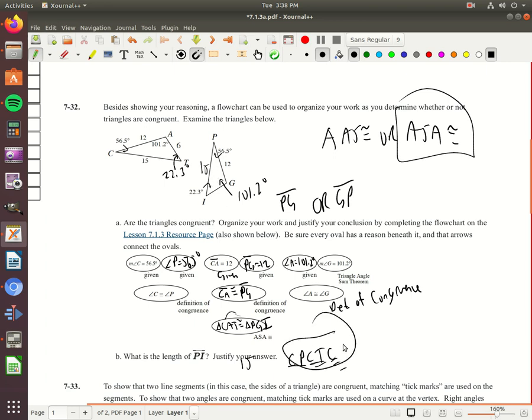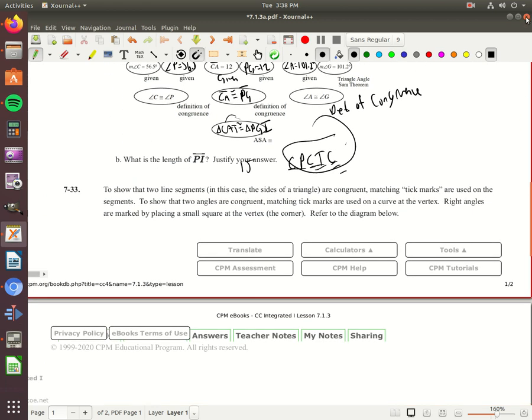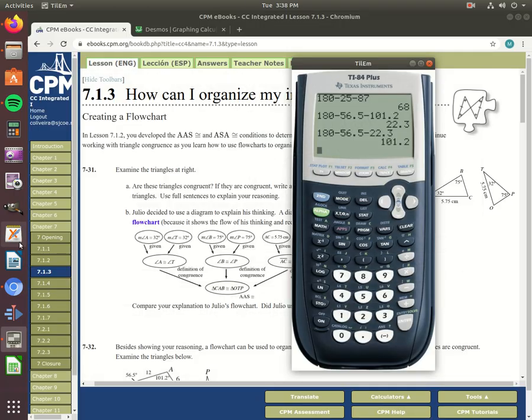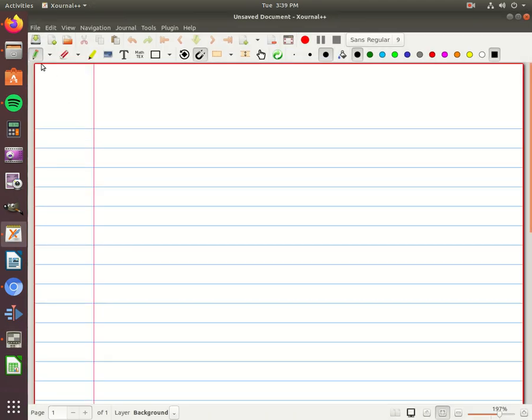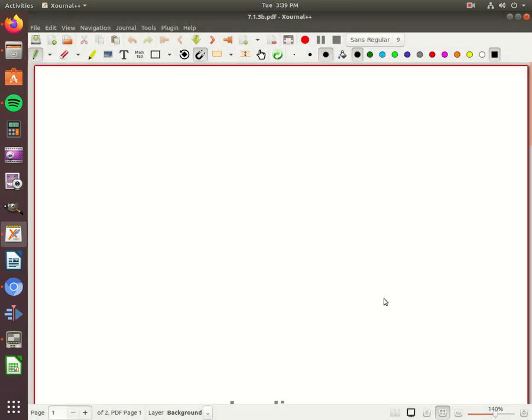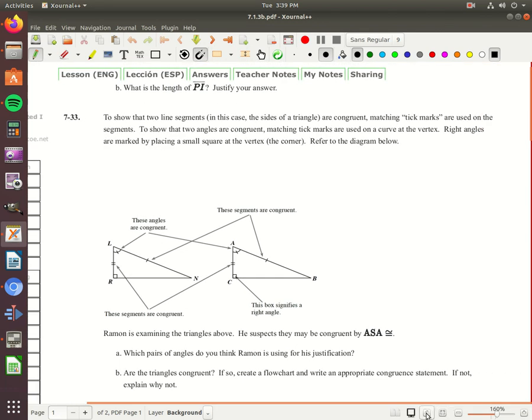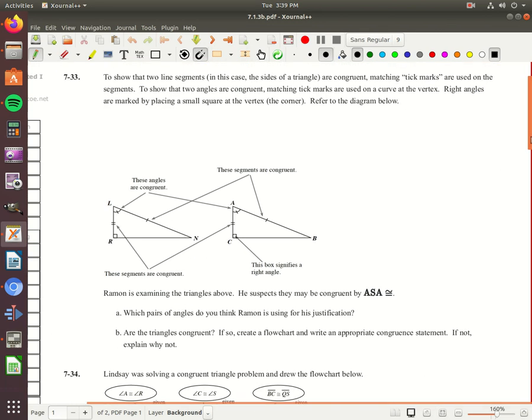CPCTC is a big deal, especially in Integrated 2. A very big deal in Integrated 2. All right, I will close this and open up the next one so that we can finish off 713. So there we are, problem 733.